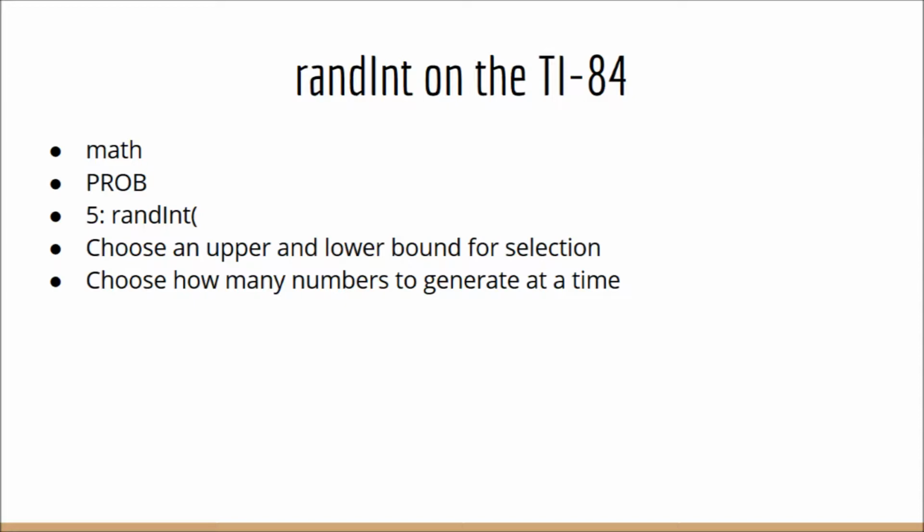You can do so by pressing Math, going to Prob, and then pressing 5 for randint. If we were choosing from 1 to 12 again, we would enter those numbers in for lower and upper. We would then choose how many numbers you want to generate at a time. Your calculator will then give you the random numbers that you need.